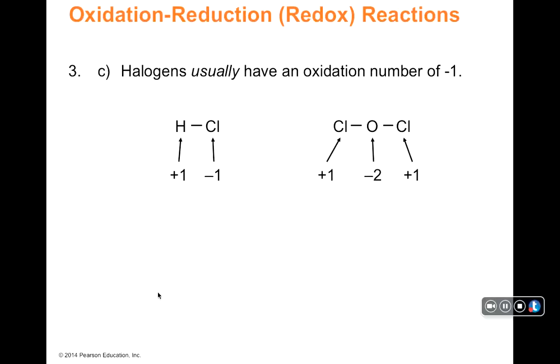Another part here, halogens usually have an oxidation number of -1. So in hydrochloric acid, H is +1, chlorine is -1, no problem. If you look at the next example, oxygen is -2, so that means that each of those chlorines must be +1. So again, it's a matter of figuring out what will work and knowing that halogens can vary their oxidation numbers. It's usually -1, but if need be, they can take on a different oxidation number.